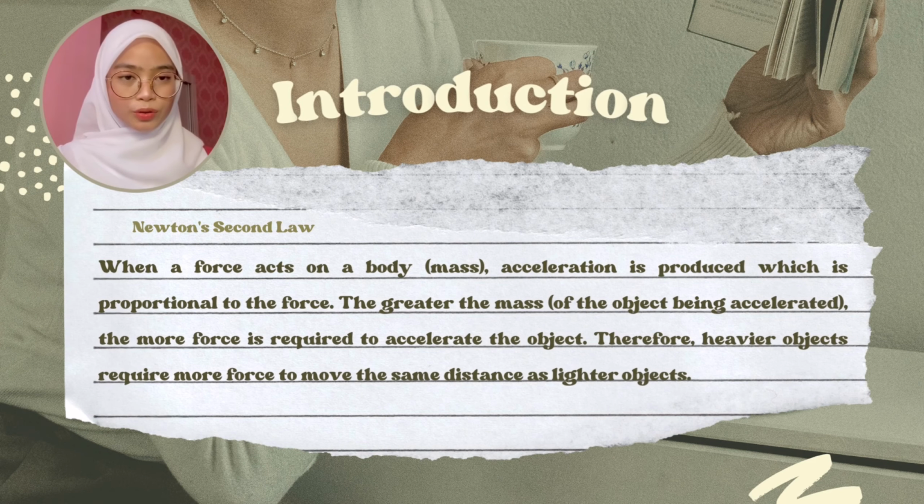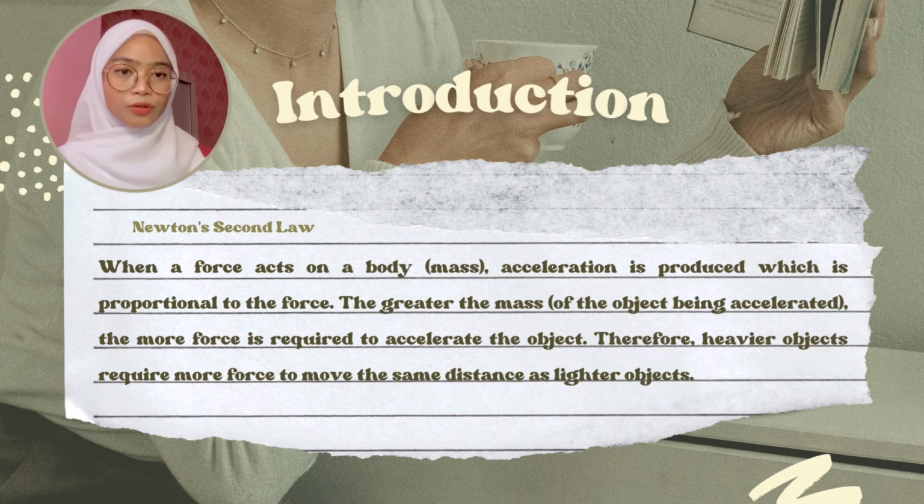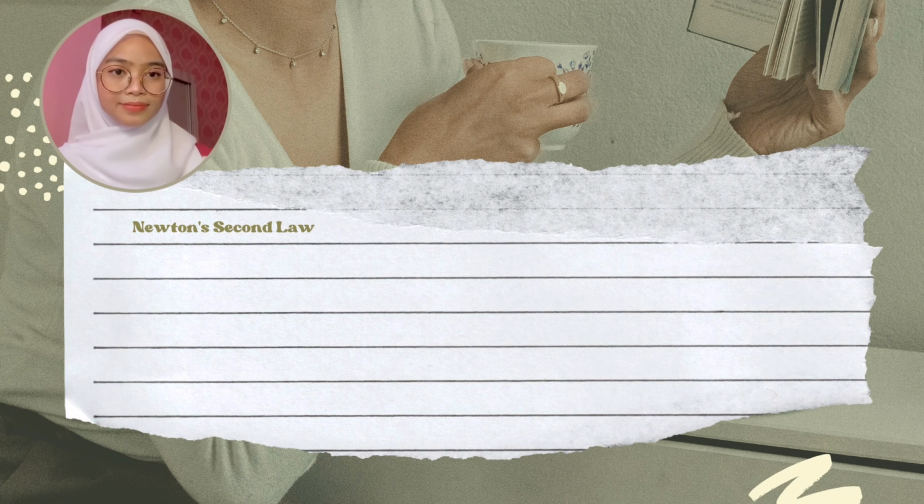Let me introduce to you what is Newton's second law. Newton's second law is when a force acts on a body, acceleration is produced which is proportional to the force. The greater the mass of the object being accelerated, the more force is required to accelerate the object. Therefore, heavier objects require more force to move the same distance as lighter objects.